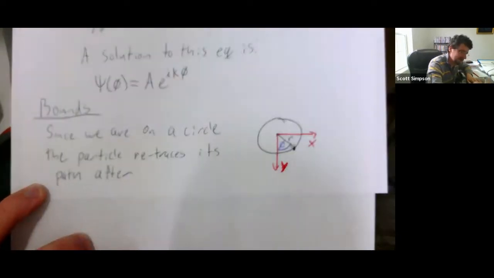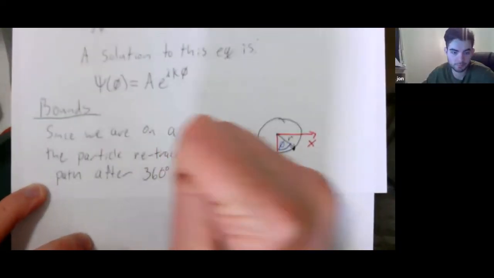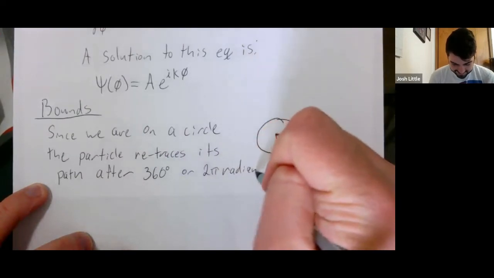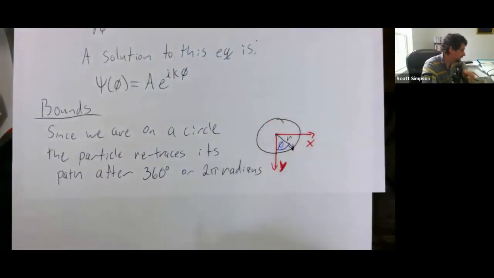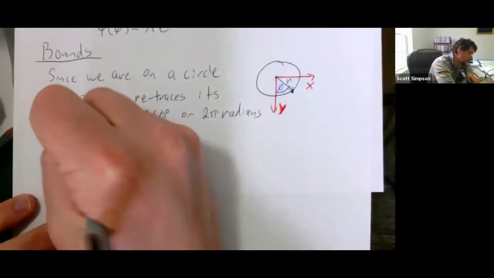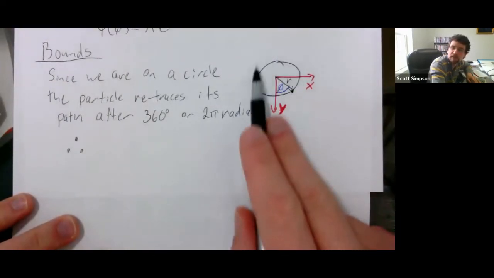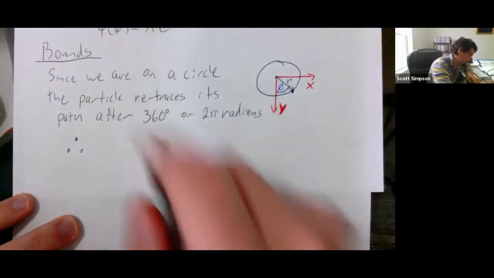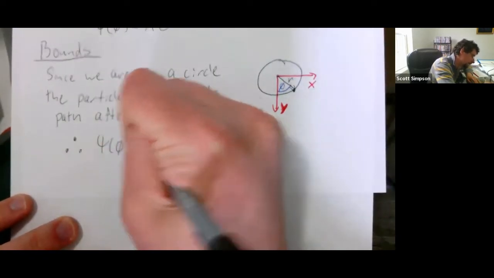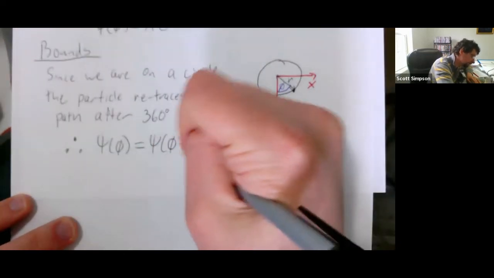After how many degrees in a circle? 360. Yeah. 2 pi. Or 2 pi radians. The world of radians, man. Okay. So therefore, we want our wave functions to be the same at that point, no matter if the rotation's been just phi or phi plus 2 pi. So we want to say that these two are true.